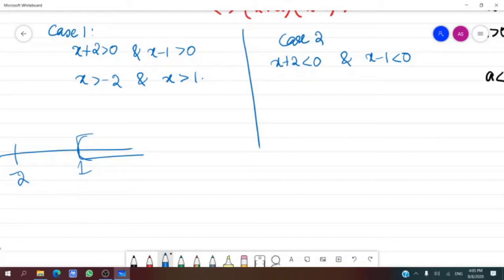So this is actually minus 2 infinity interval intersection 1 infinity, which is nothing but 1 infinity. Okay, so you may write x greater than, that is x is greater than 1. That is the set 1 infinity.